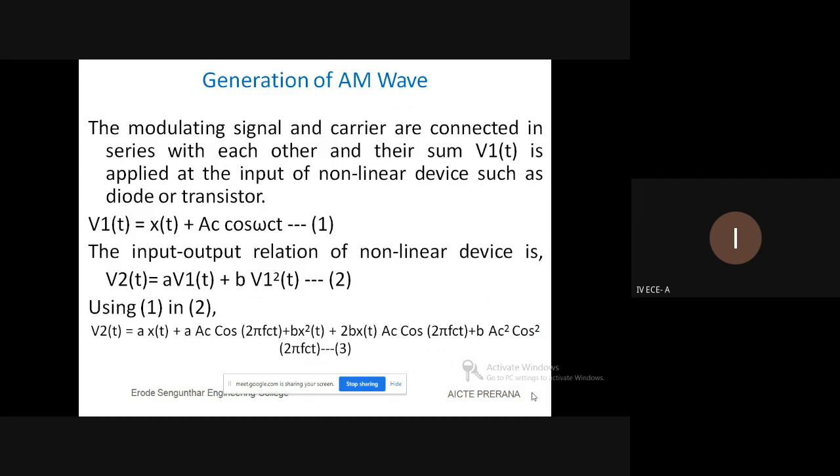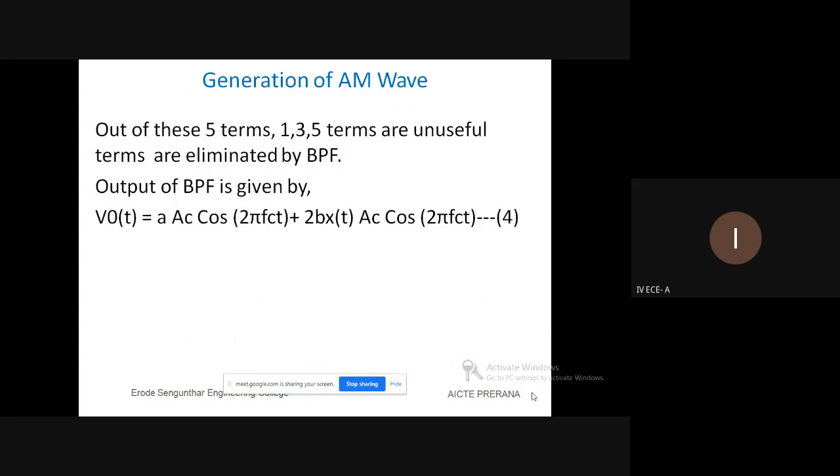Now substitute equations 1 and 2, and you can get the output waveform of the circuit. Here in this equation, terms 1, 3, 5 are useless. So we are going to eliminate those terms by using a bandpass filter. And finally, the output of the bandpass filter will give only the modulated signal.